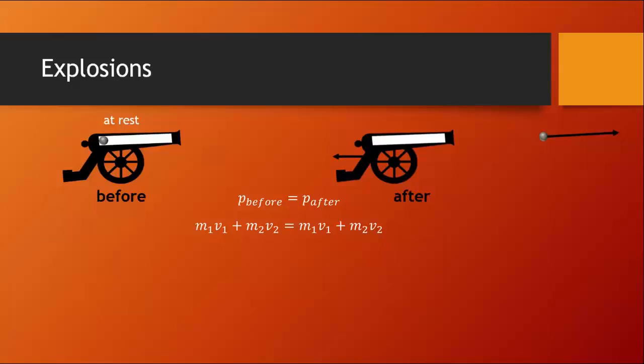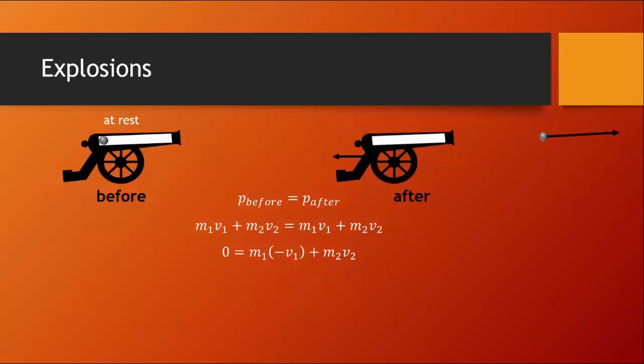After, we see that the two objects are moving in opposite directions, so we can't call both of those directions positive. We're going to choose to call the direction that the cannonball is moving negative. If we put these together, we're going to find the following equation. Beforehand, there is zero momentum, and afterward, we have the momentum of each object adding together, but the momentum of one of the objects is going to be negative.